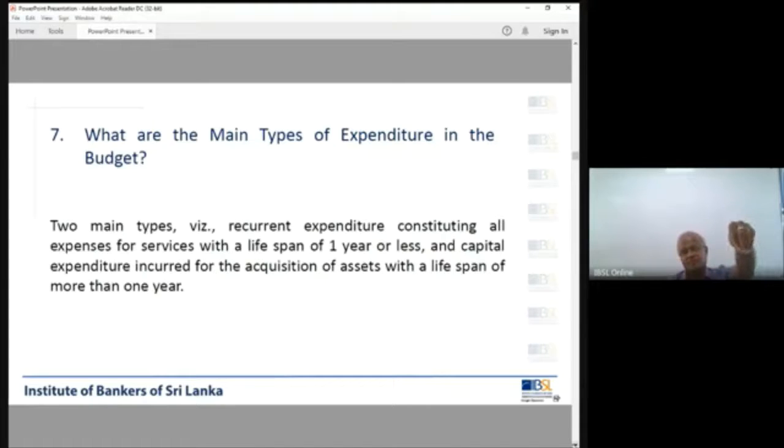Current expenditure, capital expenditure. Capital expenditure generally has a lifespan of more than one year. Recurrent expenditure considers all expenses for services with a lifespan of one year or less, and capital expenditure is incurred for the acquisition of assets with a lifespan of more than one year.